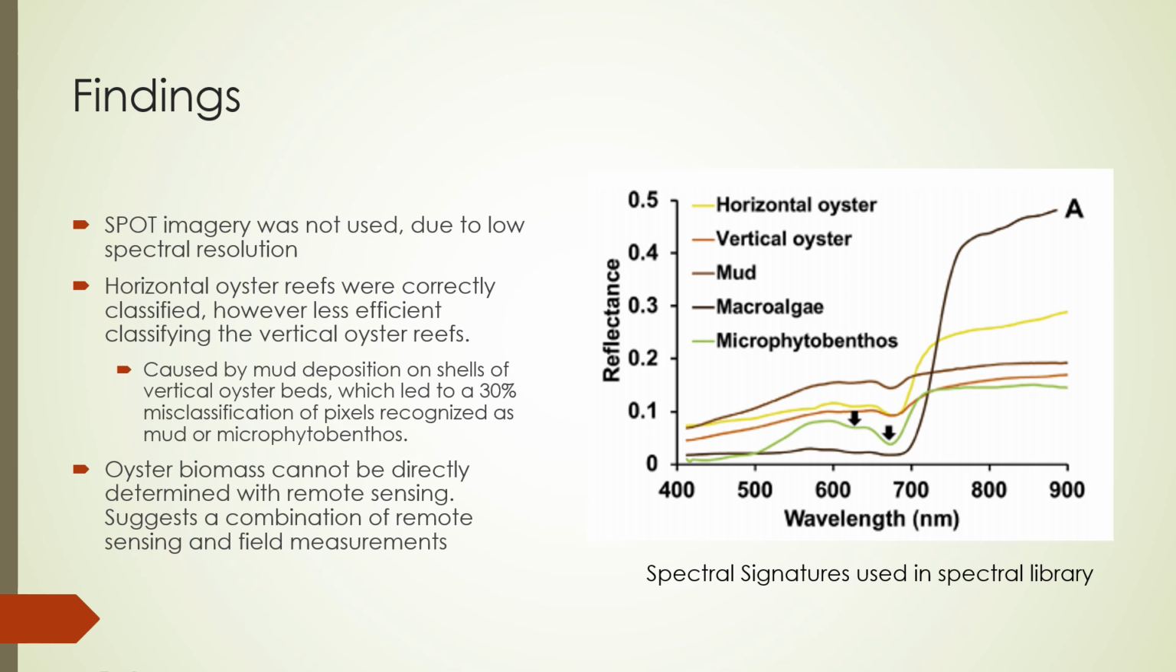The horizontal oyster reefs were correctly classified. However, the vertical reefs proved to be less efficient because of the deposition of mud, microalgae, and other organisms that tend to live on top of these oyster beds.